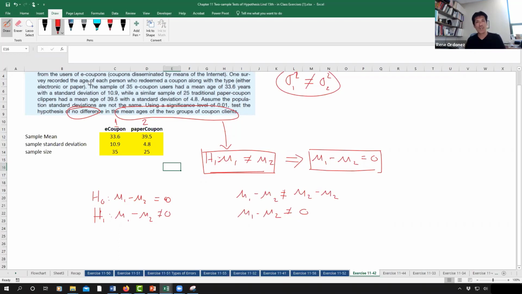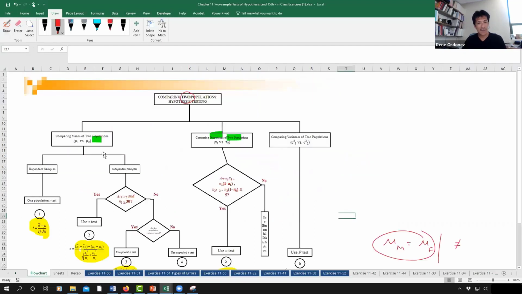Is there a one-to-one correspondence between a person in the e-coupon group versus the paper coupon group? There's not. Nick says no. Therefore, these samples are independent. Okay, so going to the flow chart, we follow this path here: mean of two populations, independent samples.